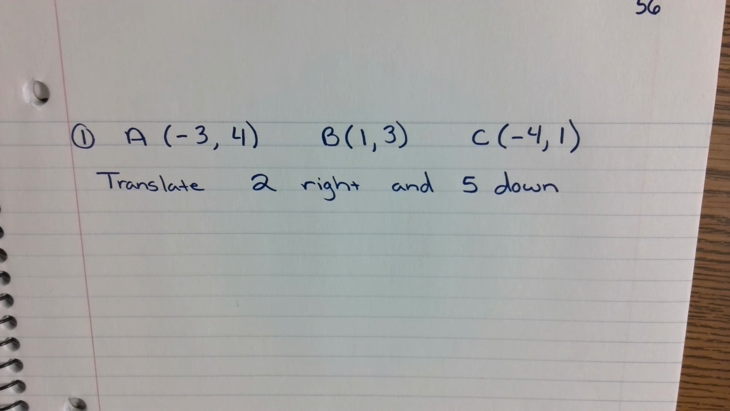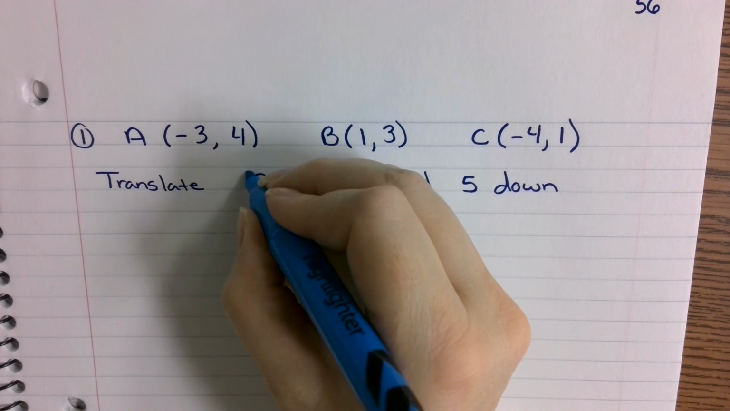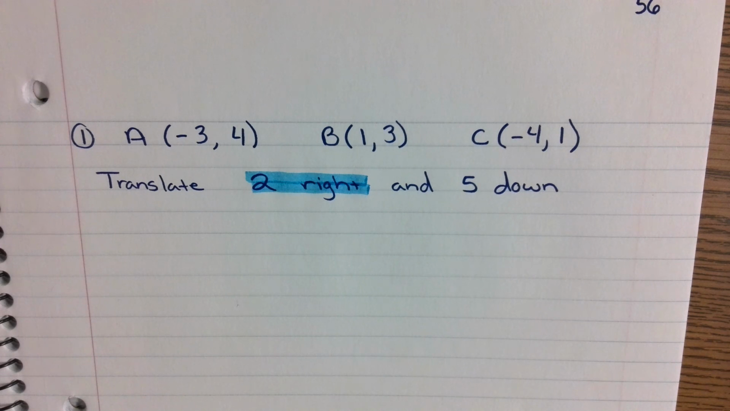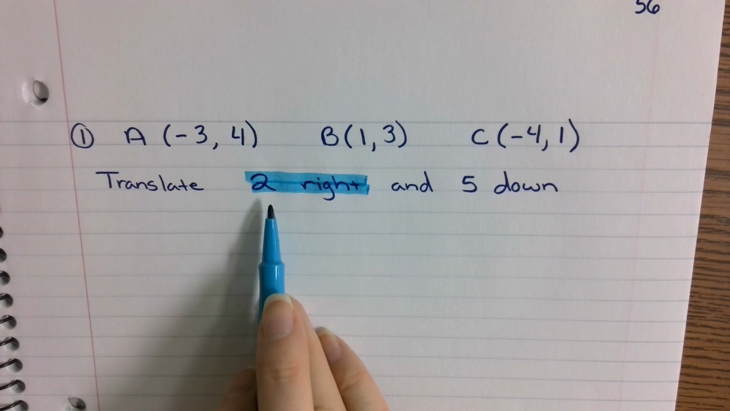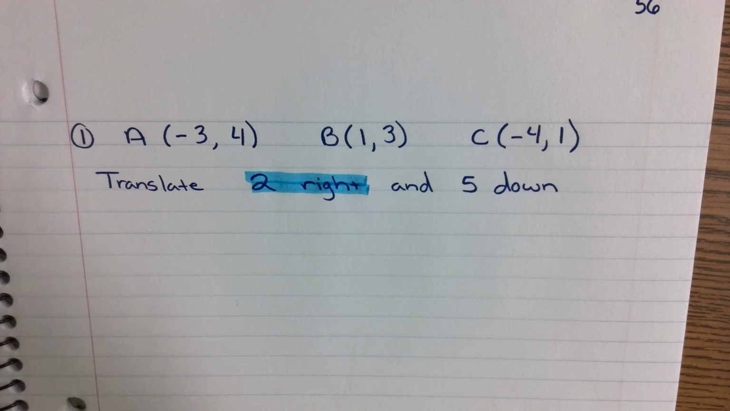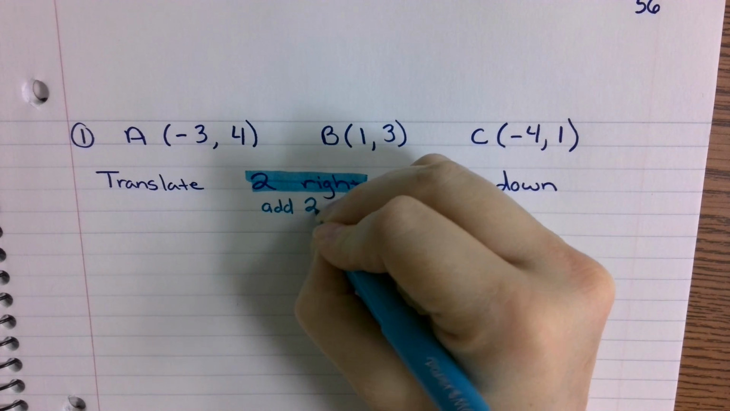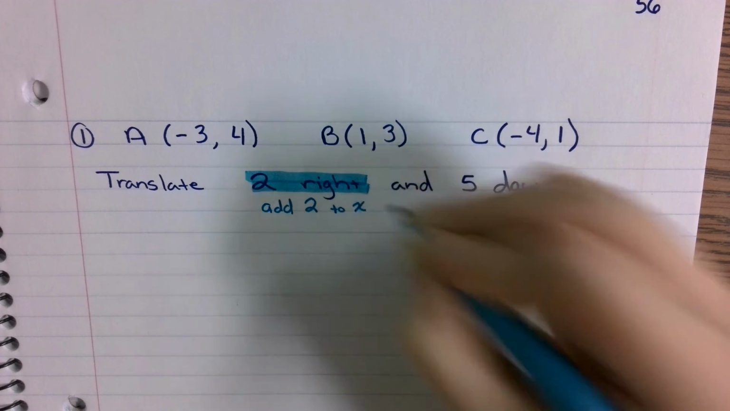Okay, so we first want to identify our different movements. The first movement that I have is going to belong to the x. So I'm going to highlight that in blue, since I indicated my x moves in blue on the previous slide. I'm going to translate 2 to the right. Because I'm going to the right, that means I'm going to add 2 to my x value.